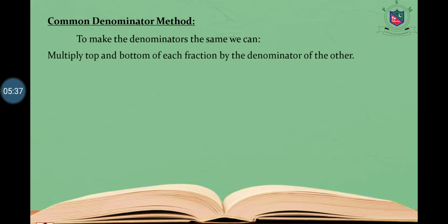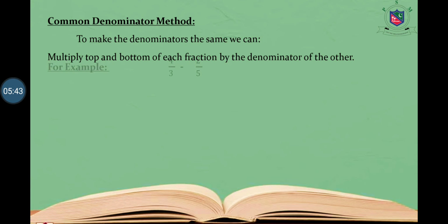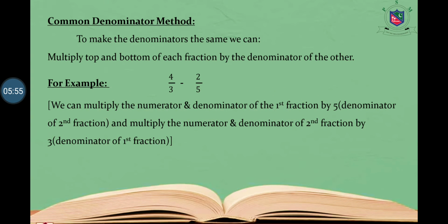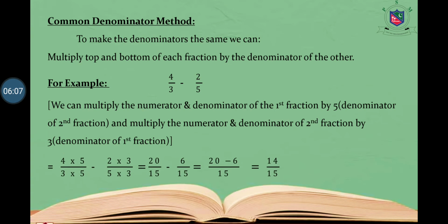Yes, we can multiply the top and bottom of each fraction by the denominator of the other. For example, here we have 4 upon 3 minus 2 upon 5. So, we can multiply the numerator and denominator of the first fraction by 5 because 5 is the denominator of the second fraction. And then we can multiply the second fraction, 2 upon 5, by 3 as 3 is the denominator of the first fraction. You can see it as cross multiplication also.